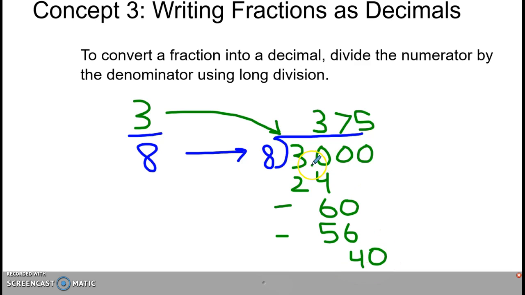There's no remainder. Make sure you bring the decimal straight up. And that is our answer. 3/8 is equal to 0.375. And that's it.